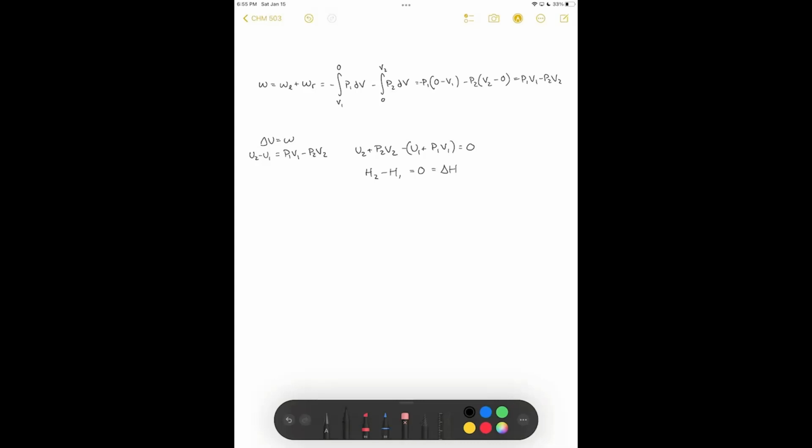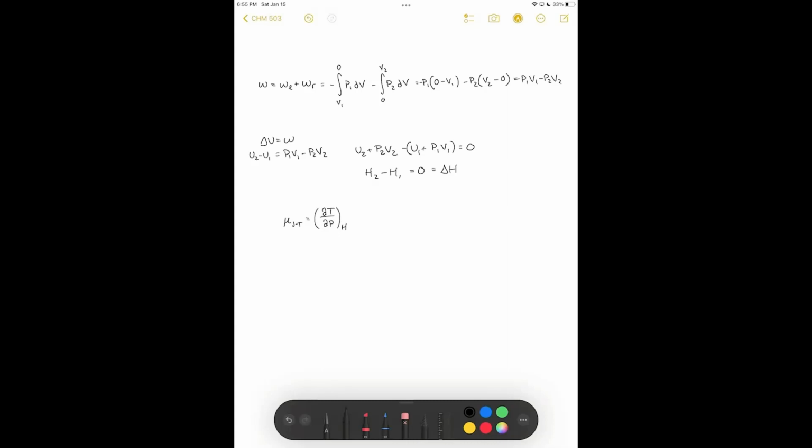We can label a term here that is the Joule-Thomson coefficient, and the symbol we use for that is mu, with a JT for Joule-Thomson coefficient. This is equal to the change in temperature with respect to pressure at constant enthalpy, which is what's going on in this experiment. So we have a temperature change as a function of the pressure change at constant enthalpy, and that change is defined as the Joule-Thomson coefficient.